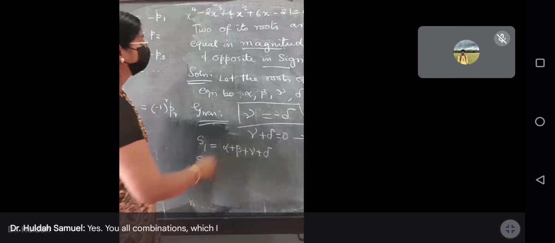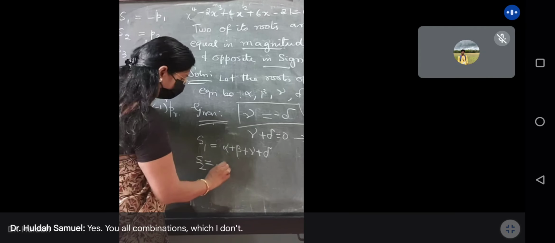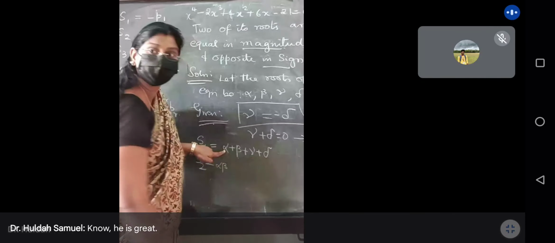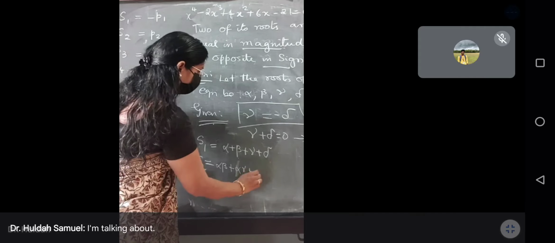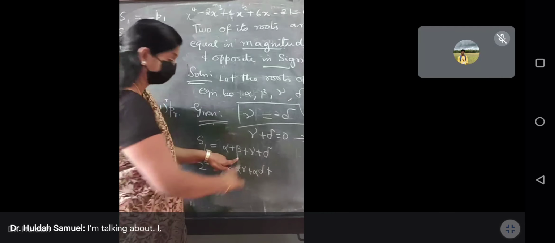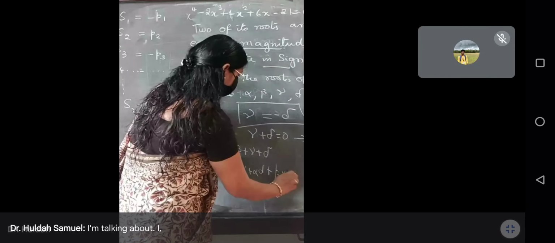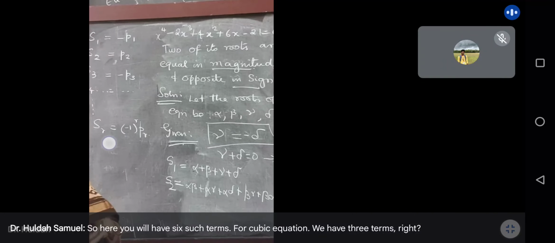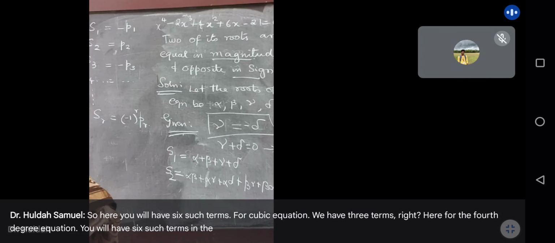Take two roots at a time. All combinations you should write. Don't miss out anything. So what are all the possible combinations? The easiest way is alpha beta, alpha gamma, alpha delta, so you won't miss out any term. Then fix your beta: beta gamma, beta delta. Then gamma delta. Delta alpha is already there. So here you will have 6 such terms. For a cubic equation, you have 3 terms, right? Here for the fourth degree equation, you will have 6 such terms in the S2 value.